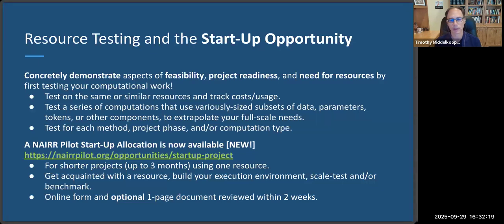Startup allocations can be made for durations up to 3 months and are a smaller, lighter weight request for testing and other short-term projects. To apply, navigate to the Startup Project page found under the Current Opportunities menu on the NAIRR Pilot website. Start the submission and fill out the short form with the title, abstract, and supporting grants, logistical information, and an optional one-page document. Be sure to request only one resource. Click Submit, and you're on your way in approximately 2 to 3 weeks.